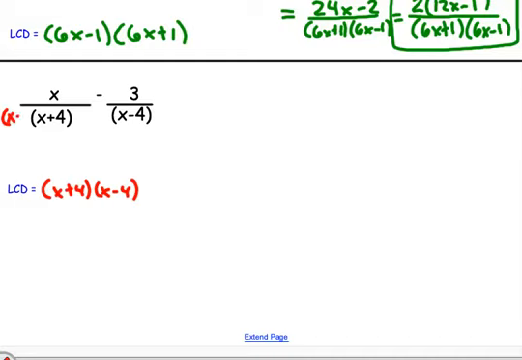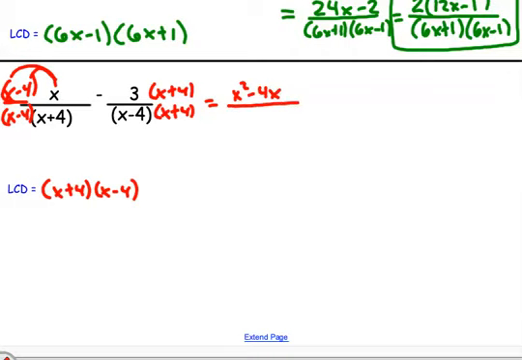So this one's getting multiplied by x minus 4's. This one's getting multiplied by x plus 4's. We need those denominators to be the same. Okay, perfect. Let's distribute that stuff. x has to go into both x and negative 4. We get x squared minus 4x. This is over x plus 4, x minus 4.